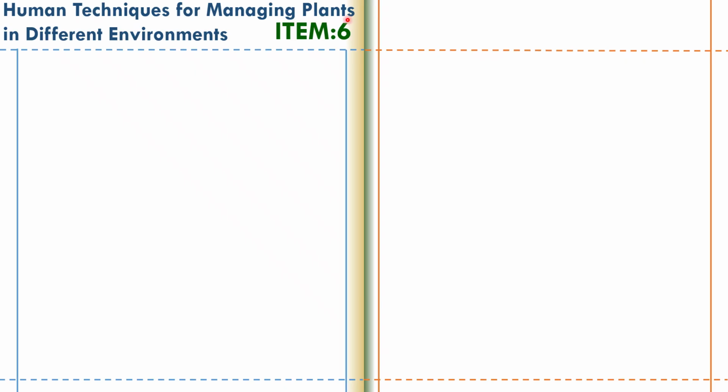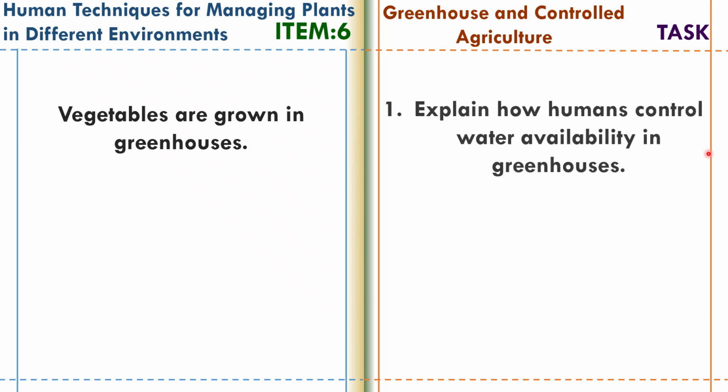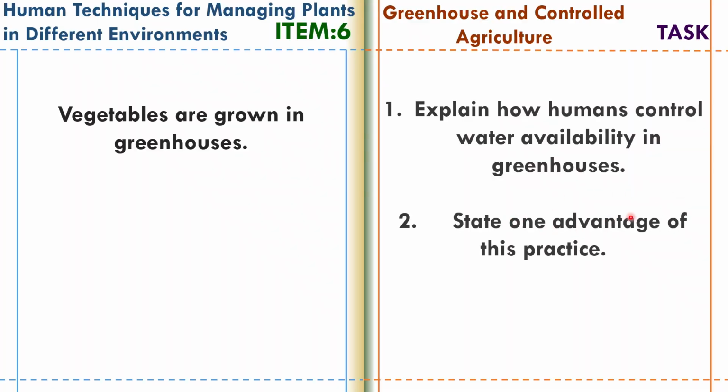Human techniques for managing plants in different environments. Item 6. Greenhouse and controlled agriculture. Vegetables are grown in greenhouses. Task: explain how humans control water availability in greenhouses. State 1 advantage of this practice.